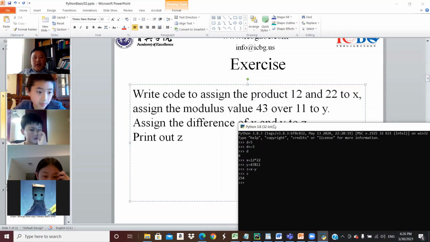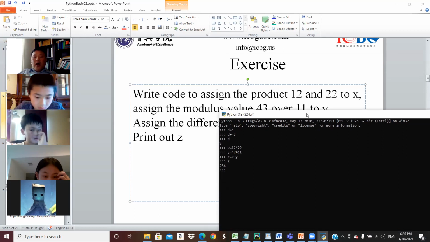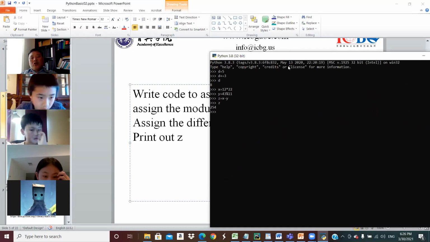So that's what I meant. So what code assigns the product 12 and 22x? That's the Python code. You use different operators to do it.